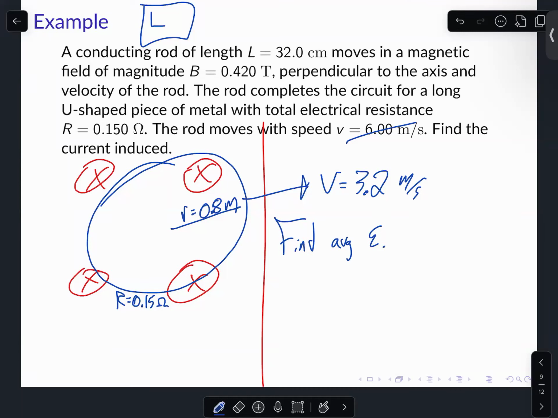I'm looking for a number, by the way, of voltage induced, the average voltage as I change the flux from whatever it starts at to zero. Hint, hint.